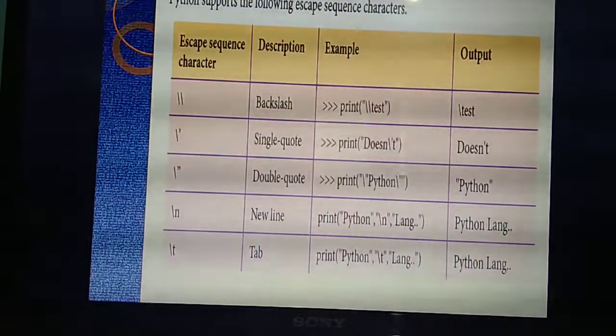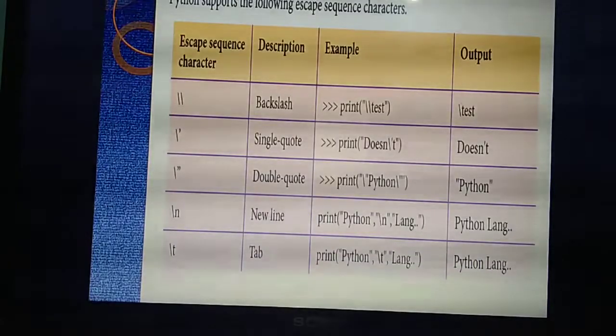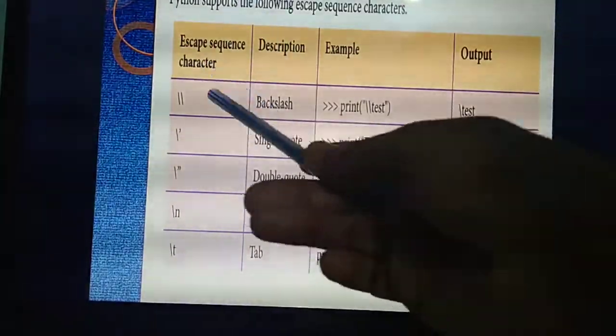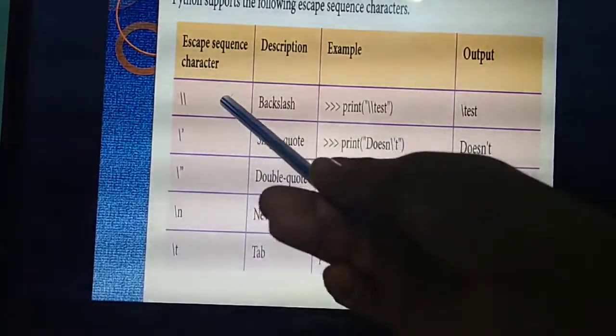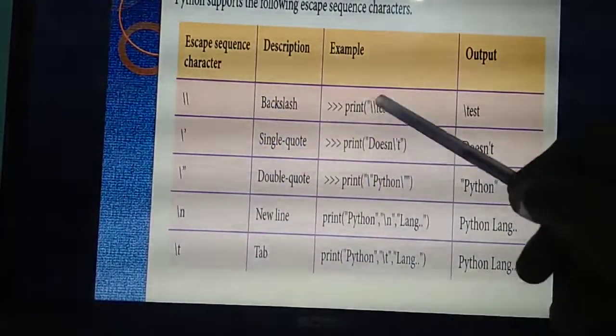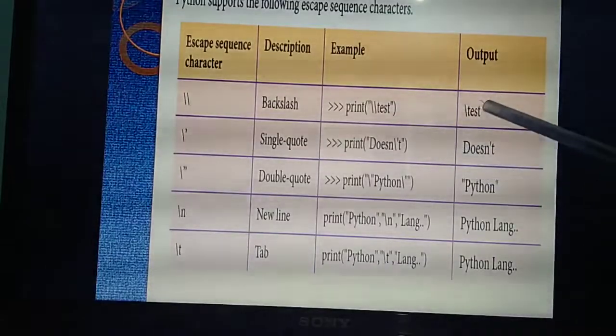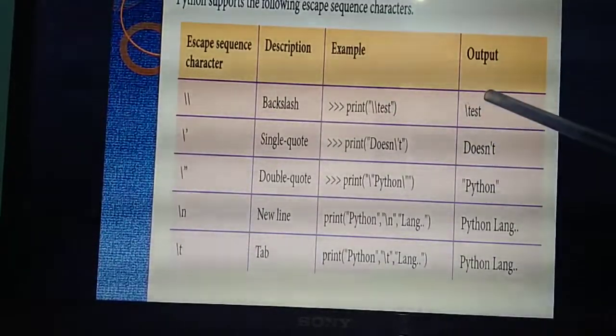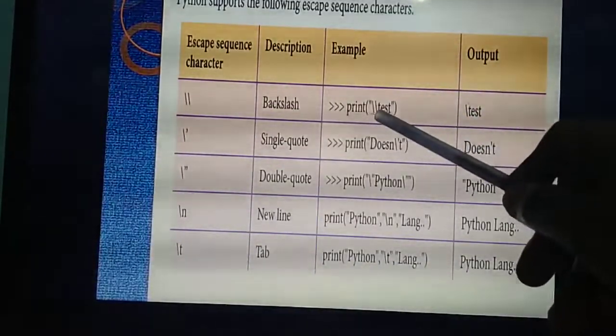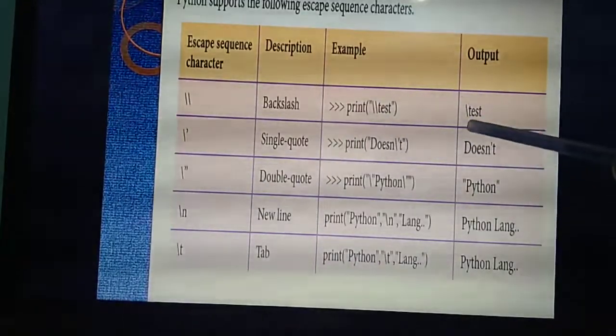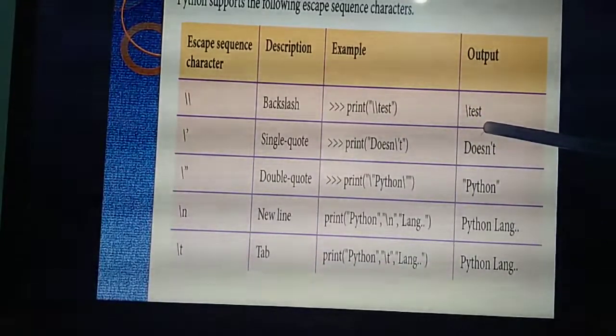So this tabular column is very important. What's the use of this one? And they have also given an example. See, backslash. What's the name of this character? Backslash. In print, if you give a double backslash, it will display a single backslash like this. See, backslash, I am giving test. So it will display one slash with the answer.